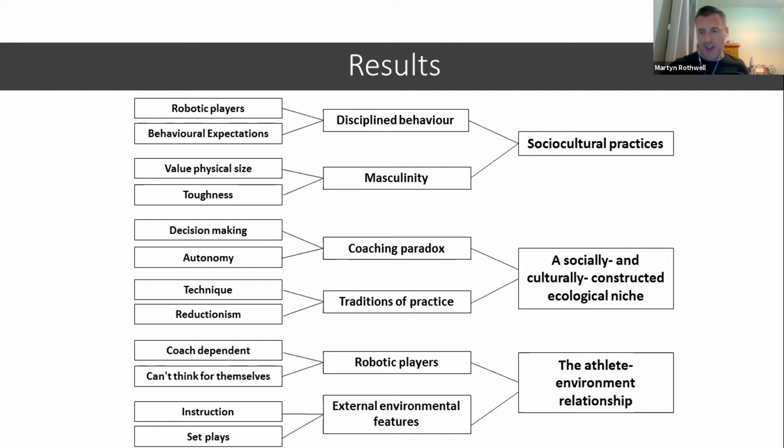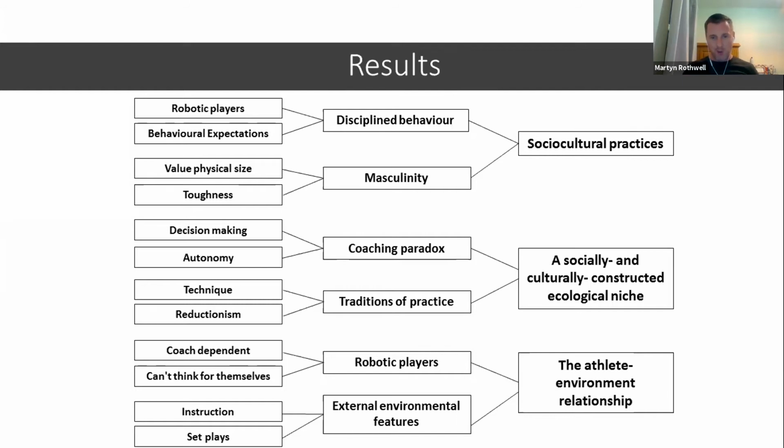And interestingly, the head of performance, even though he lived in the same sort of area as the coaches, he'd gone through a very academic route in terms of coach education and his own personal development, and he was trying to implement a different approach, more around decision making, autonomy, less focused on optimal movement techniques, and it created a coaching paradox. But it was quite noticeable that the form of life was that powerful within the setting that traditions of practice always prevailed. And then finally, the athlete-environment relationship.